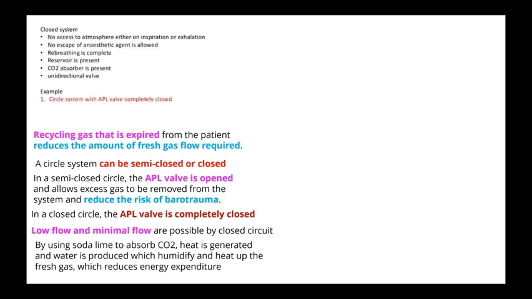And closed systems, the patient is completely isolated from the atmosphere. He breathes from the machine and breathes back into the machine. Only then is it called the closed system. And the example of that is the circle system with the APL valve completely closed.